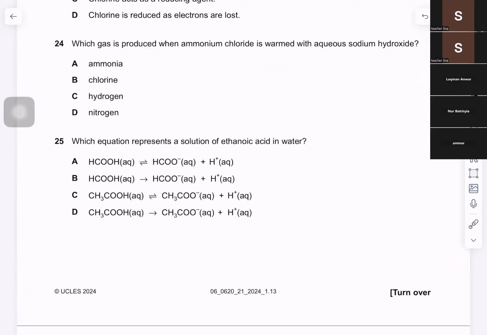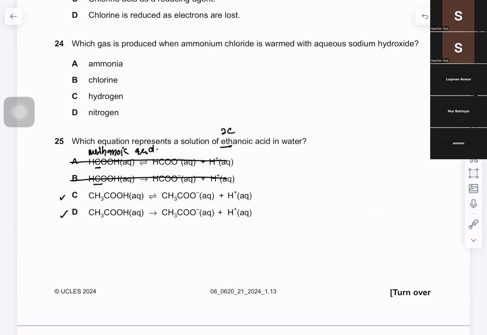Oh, ethanoic acid. Okay, it has 2 carbons. So when there are 2 carbons, you find the 2 carbon one. Oh, teacher, this one is 1 carbon. So I cancel this one, because 1 carbon is methanoic acid. Okay, so now either C or D. Either C or D. So then, reversible.